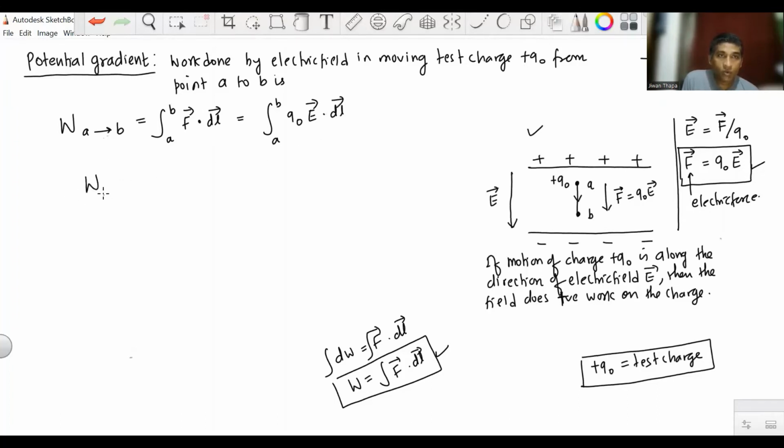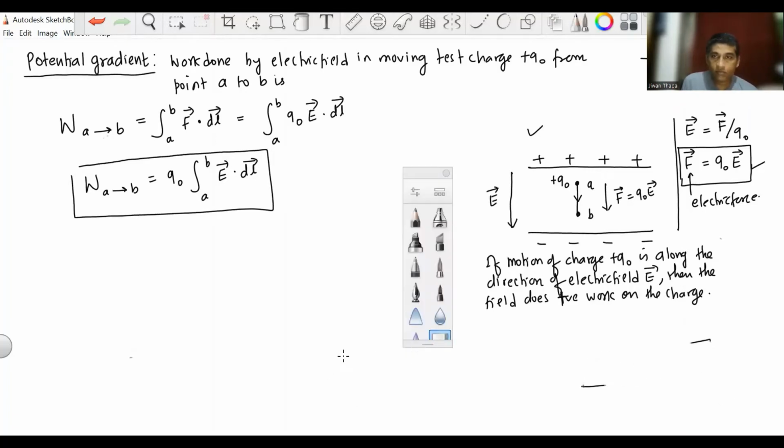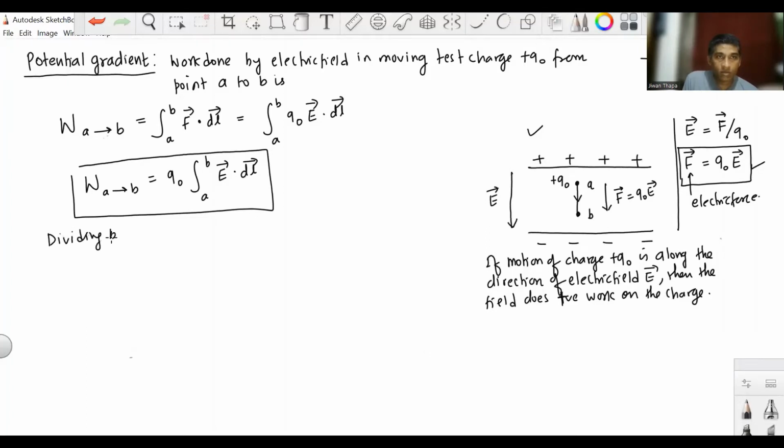So work done in moving from A to B equals Q naught. I am taking Q naught out of the integral sign. So integration from A to B, E, that is electric field dot displacement. So we have this. Now dividing both sides of the above equation by Q naught, we can write work done in moving from A to B divided by Q naught equals integration from A to B electric field dot displacement. Let us call it equation 1.